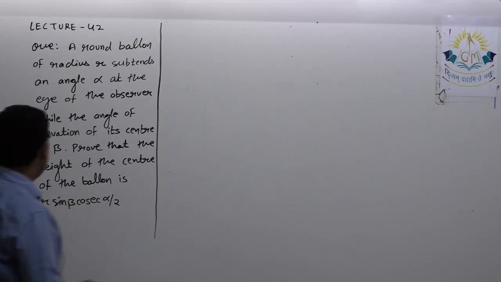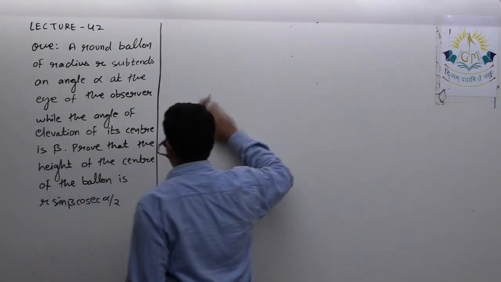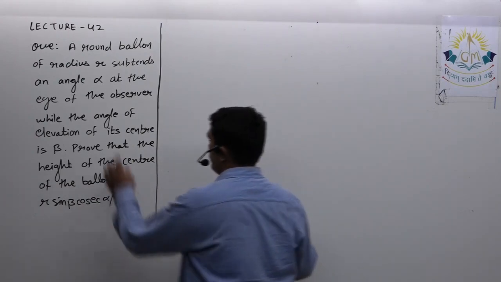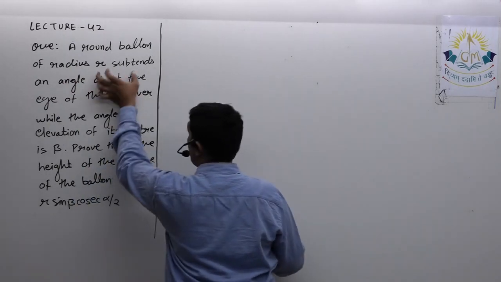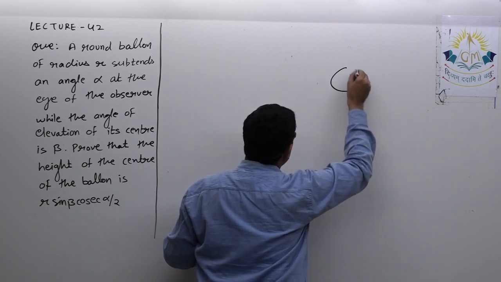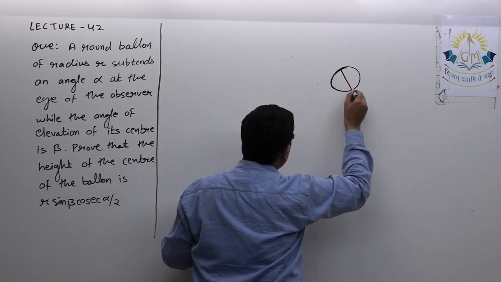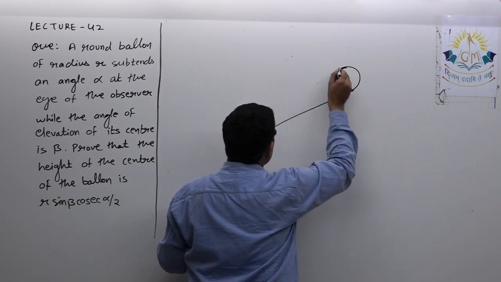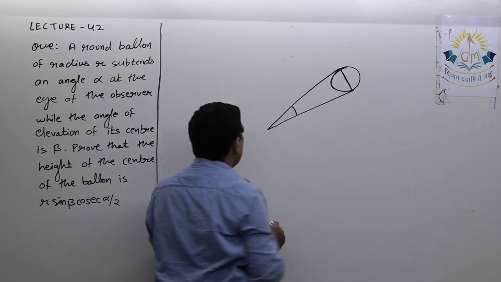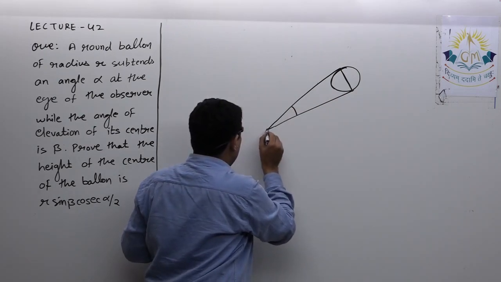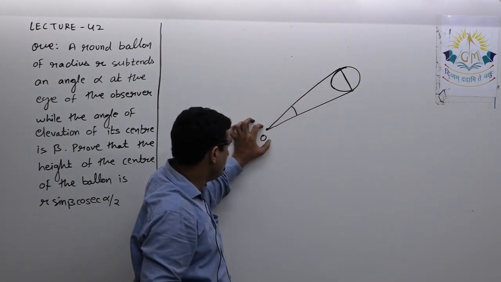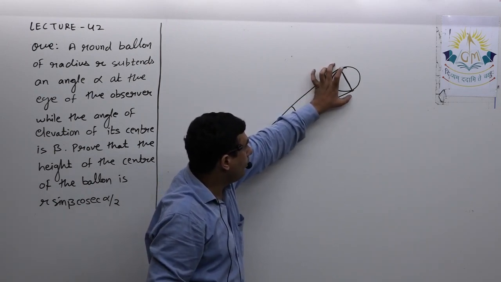Okay, so this is the next question. A round balloon of radius r subtends an angle alpha. Now, first of all, you should understand the meaning of subtends an angle. Suppose I consider this is a balloon for a while. Then subtends an angle means if I draw two rays from end to end of this diameter, then this angle is called, or suppose this is the observer, then I will say this is the angle subtended on the balloon.